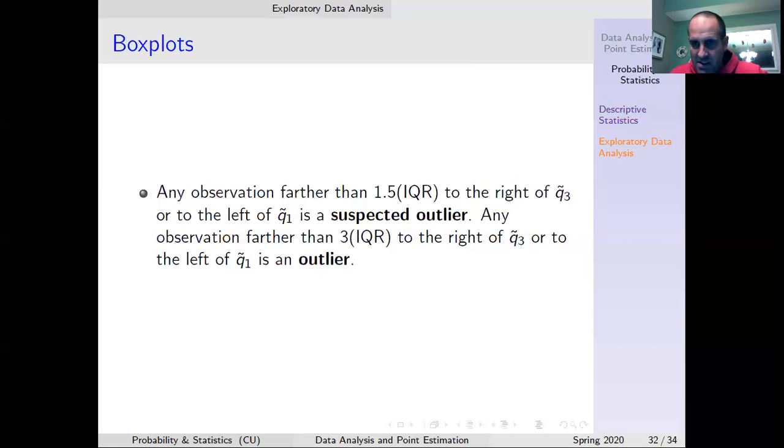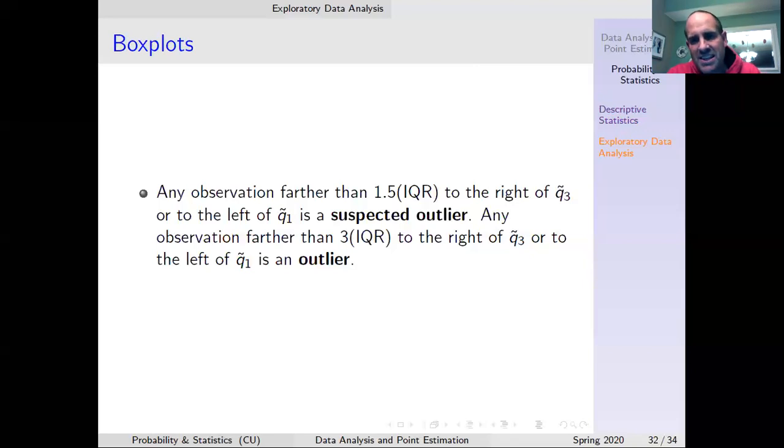And anything above that is a so-called suspected outlier. Similarly, you go down to the 25th percentile, i.e. the first quartile. You go down by 1.5 interquartile ranges. And anything below that is a suspected outlier. And in fact, it's a flat out outlier if anything is above 3 IQRs to the right of the 75th percentile Q3, or 3 IQRs below the first quartile, that will be an outlier.